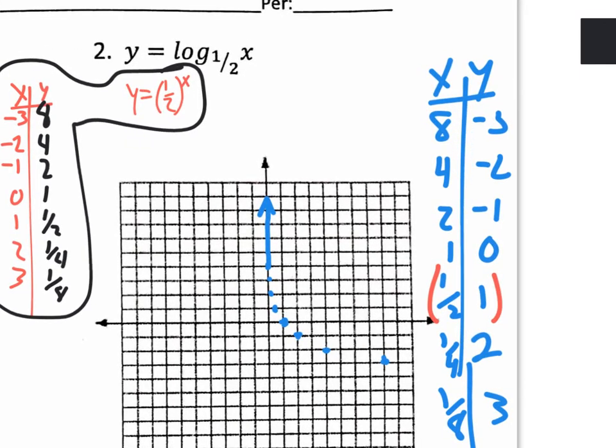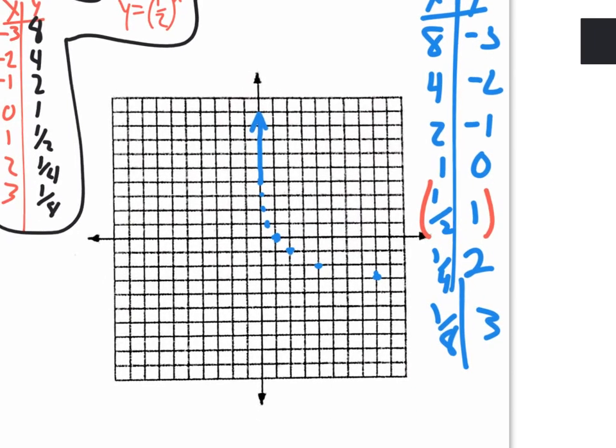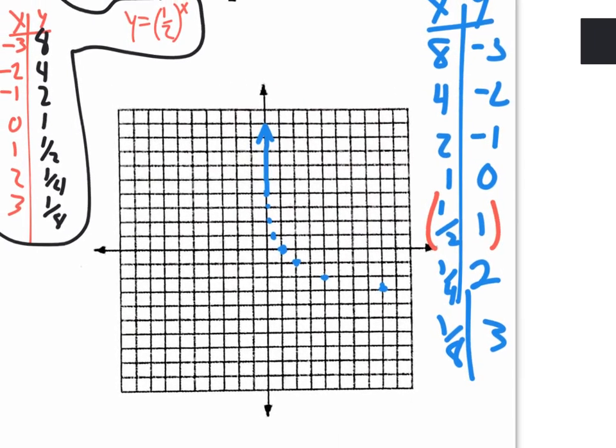The only difference is if we did have an h and k, all we'd have to do is take these coordinates and shift them according to h and k. But since we don't, we're done. This is it. I mean, this is our logarithmic graph like that. We're done.